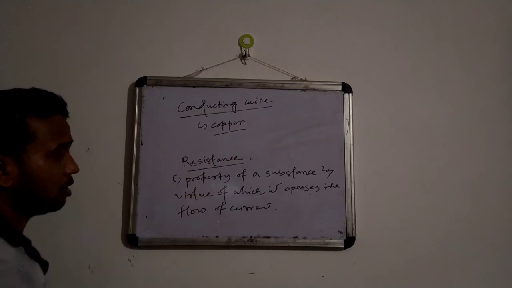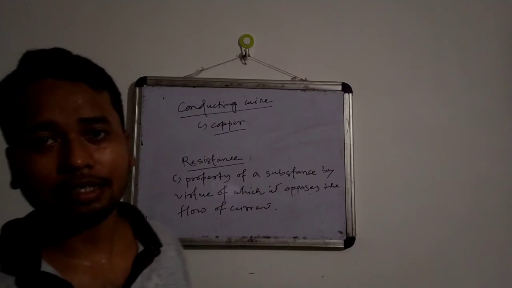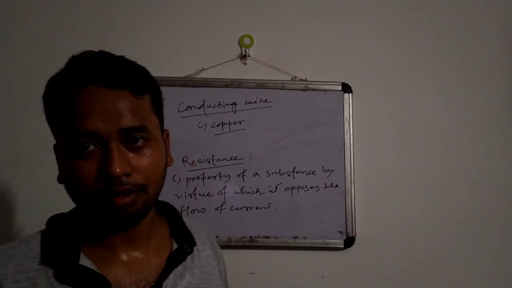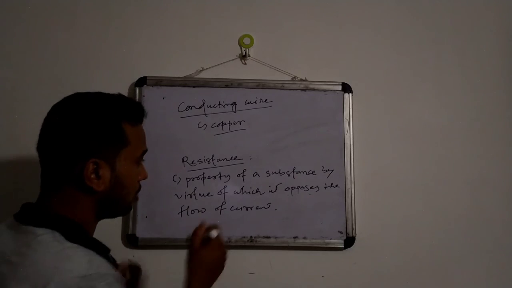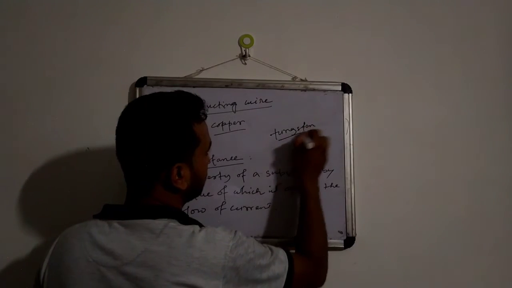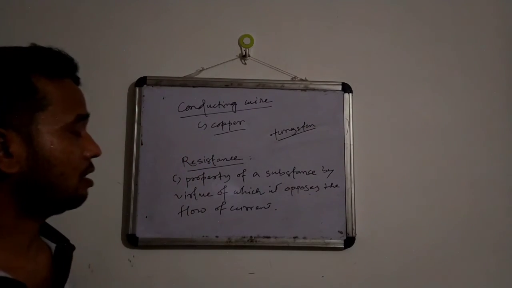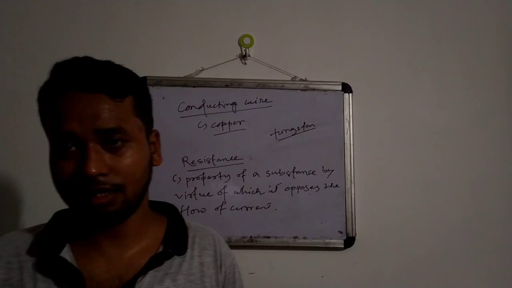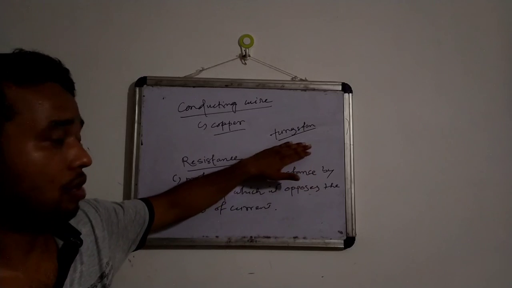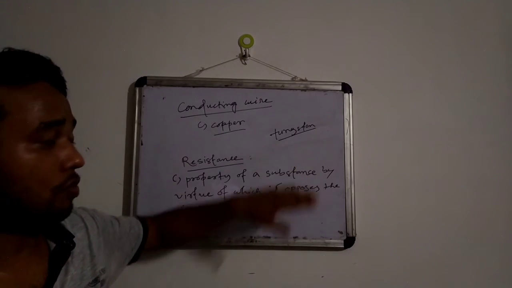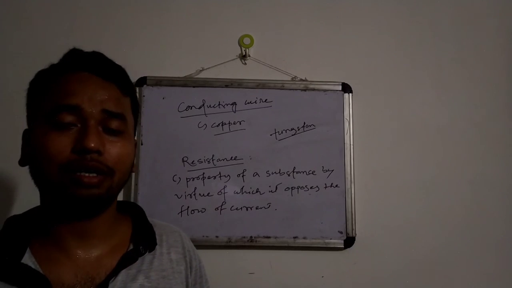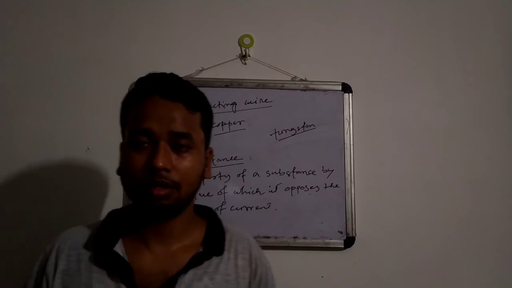So this substance copper has very little resistance, and that is why current can easily flow through it. And tungsten, this material has a very high resistance, and that is why we can make filaments from tungsten, because it offers very high resistance which will minimize the current or decrease the value of the current.